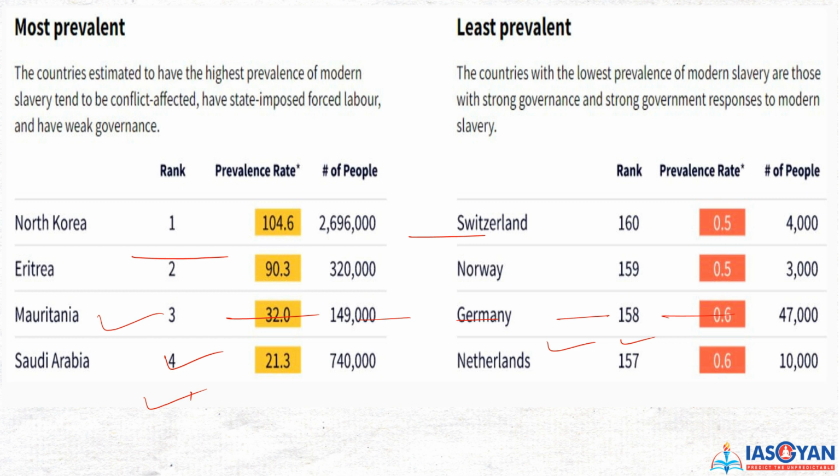The country with the maximum prevalence of modern slavery is North Korea. This is rank 1, and these are the other rankings for the countries. And if you see the least, it goes to Switzerland, Norway, Germany, and Netherlands. Sometimes the nature of the examination is changing toward factual questions, so you need to know some of the factual information also that will be relevant for examination purposes. So this was all about the modern slavery topic, or the index, the Global Slavery Index. This might be relevant for examination purposes.